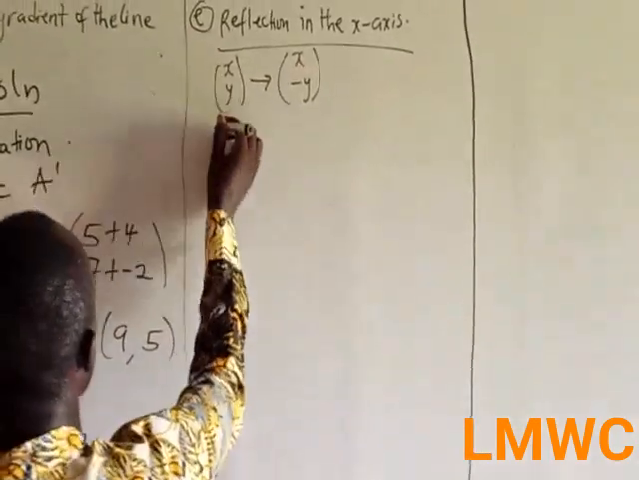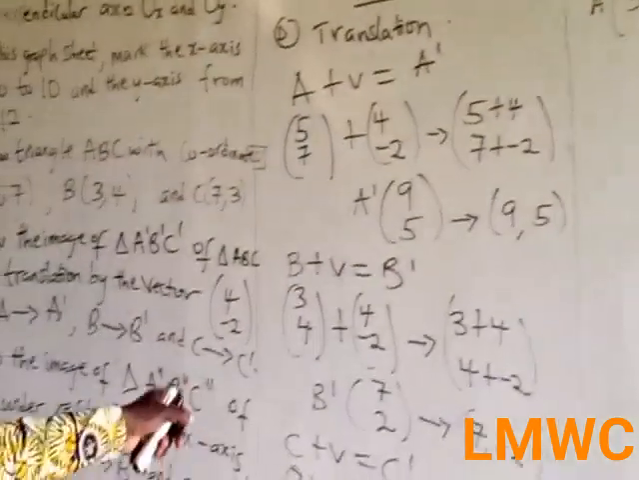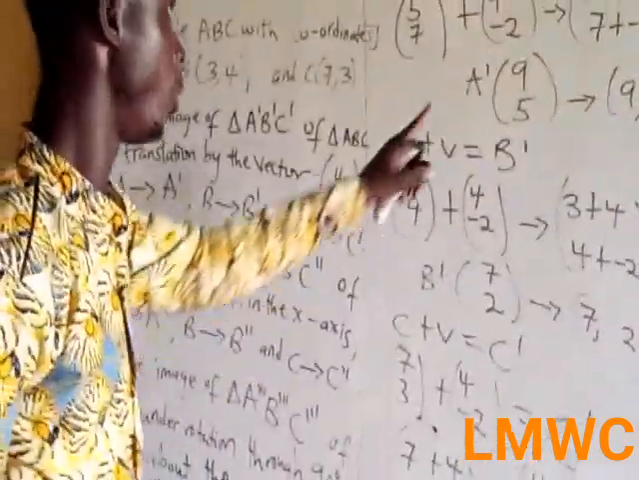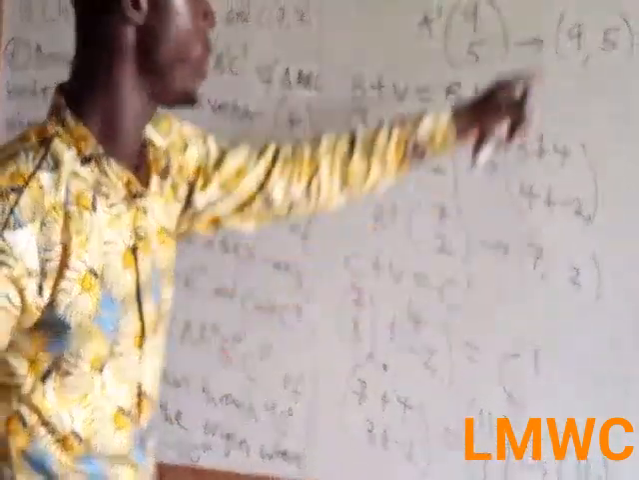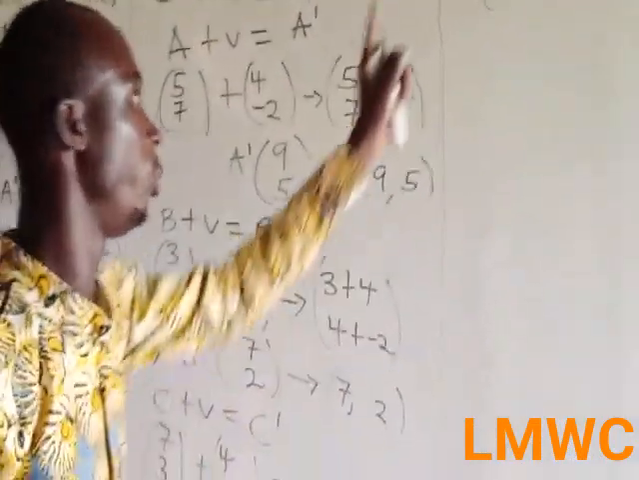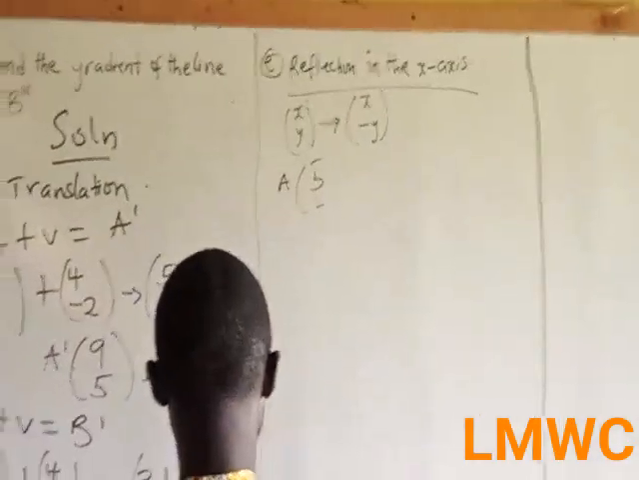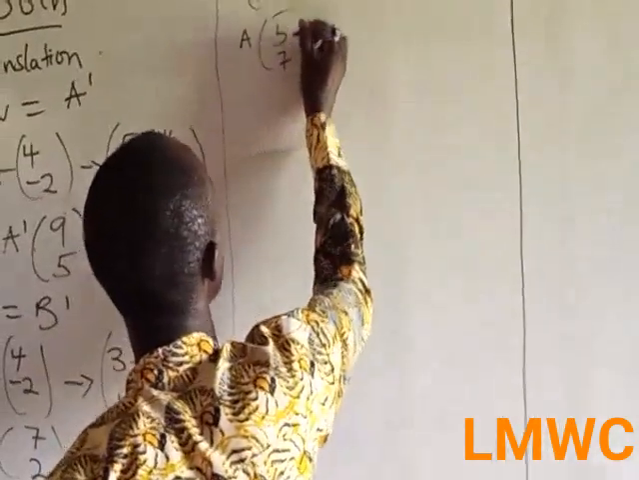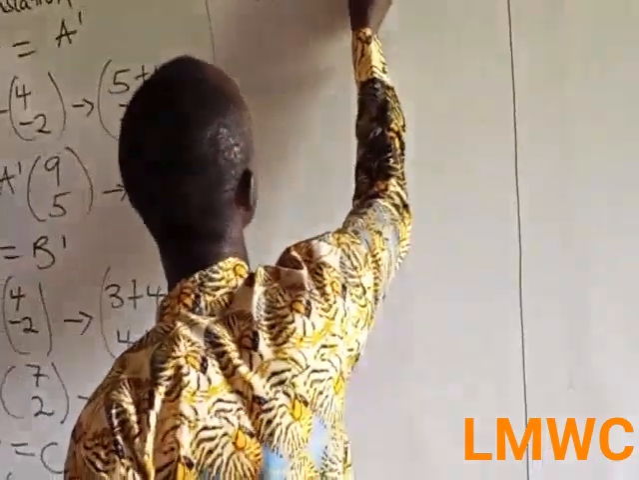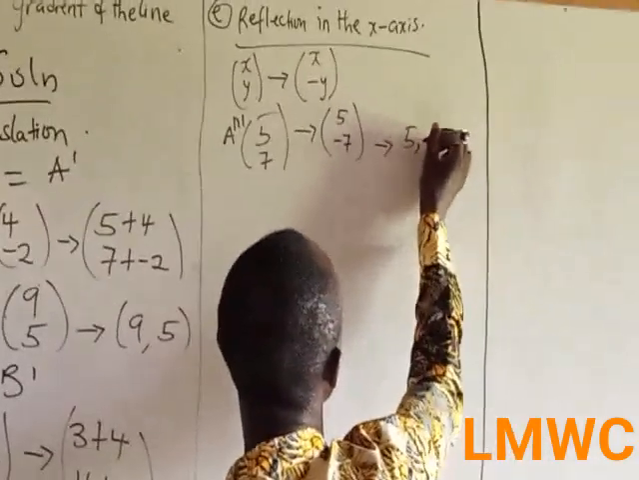So what is A? We have A as what? (5, 7). Because they said draw the image of triangle ABC. If they said of triangle A1, B1, C1, this means you are going to use A1's image to work for A2, B1's image to work for B2, and C1's image to work for C2. But this time, they are just saying A, B, and C. So they have made the question simple. (5, 7). So we have here as (5, 7). So it becomes (5, -7). So in coordinates it is (5, -7).